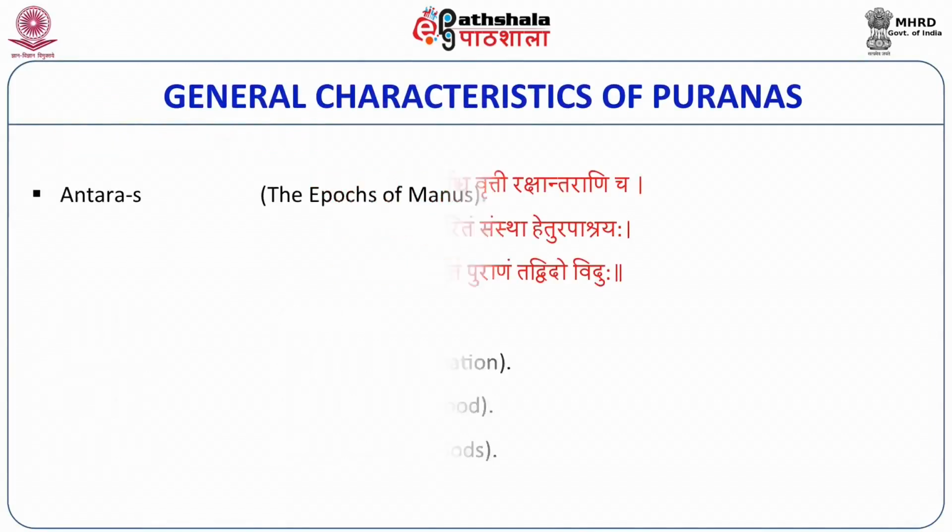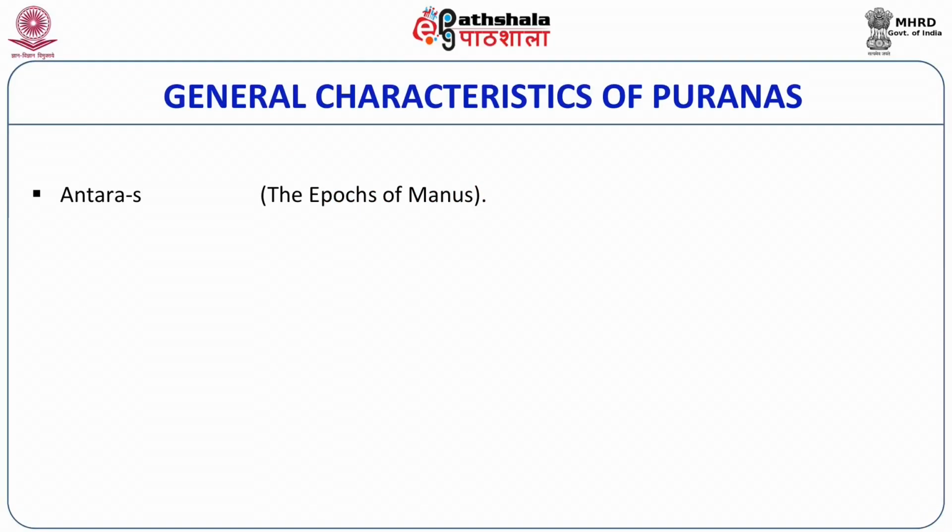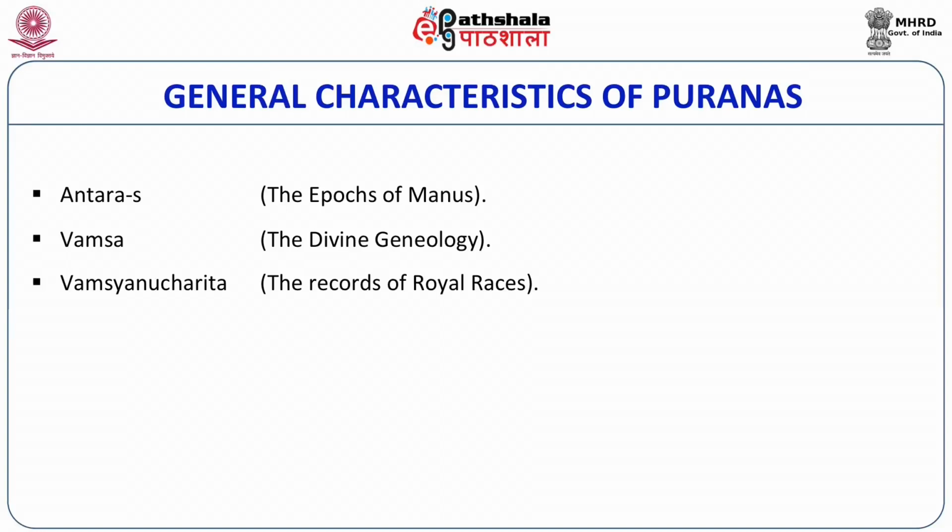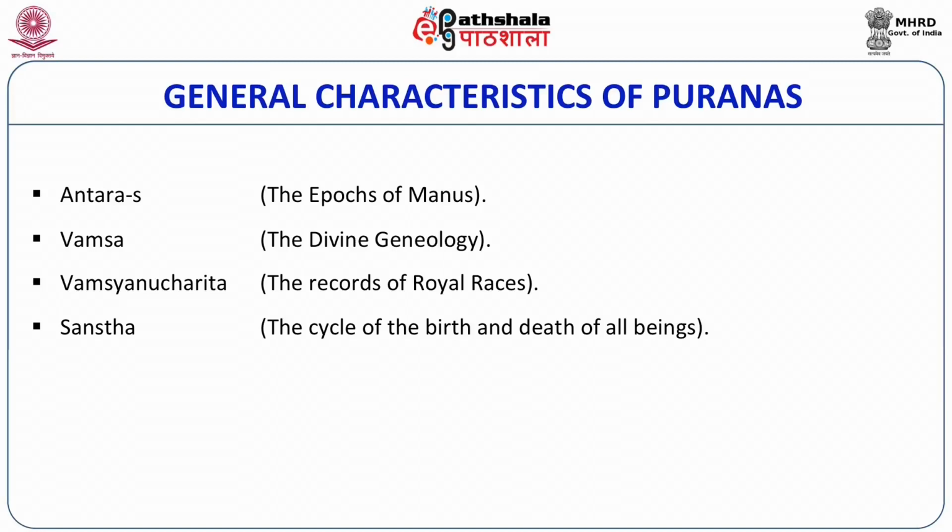So then after that, Antaras, that is about the Manvantaras or the epochs of Manus. And Vamsha, the divine genealogy, is known as Vamsha. And Vamshanucharita, the record of royal races. And after that, Samstha, the cycle of the births and deaths of all beings, is known as Samstha. And after Samstha, we have Hetu, the Jiva and Jagat.